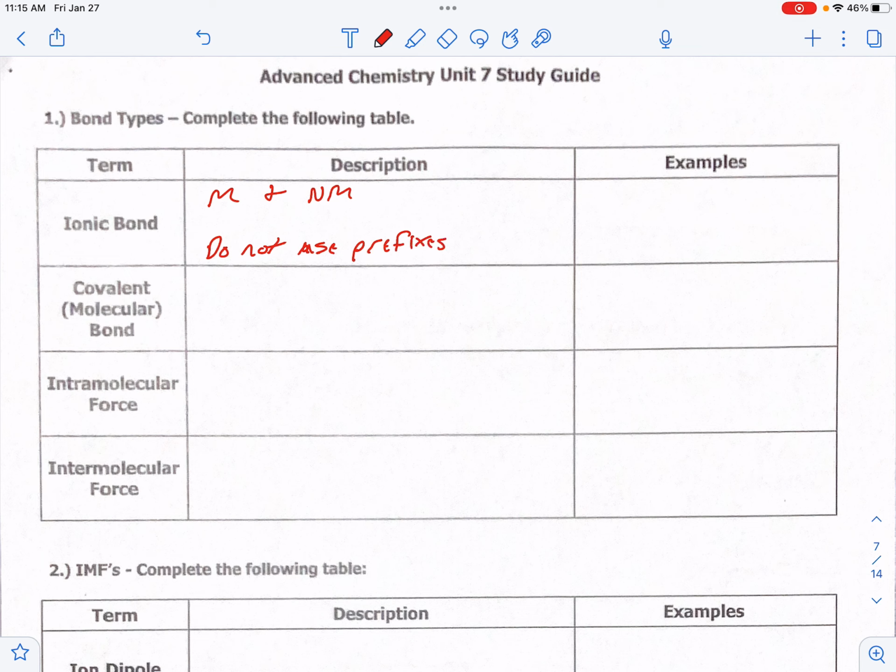But one thing we also need to make sure of is that we use Roman numerals. Whenever we see those transition metals in the middle, which we'll do some of here in a second, we need to make sure we use that. A simple example would be calcium chloride, so CaCl2.